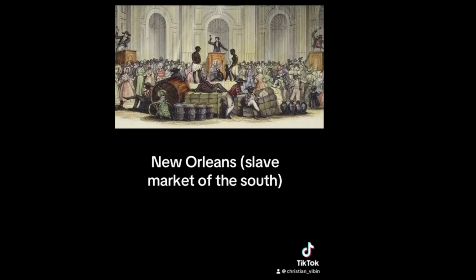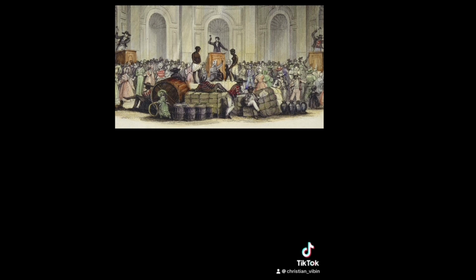Now, as the years went by, New Orleans would end up being the biggest slave market in the U.S., with over 135,000 slaves that were sold. It was also called the slave market of the South, and New Orleans did not confine its slave trade to a single market structure. What they would do was just sell the slaves citywide.